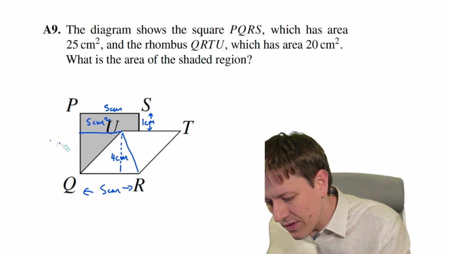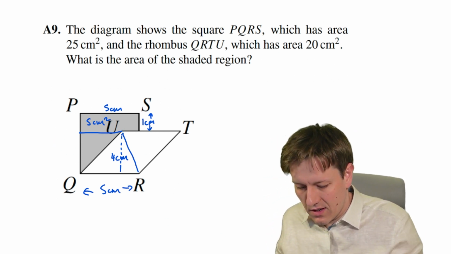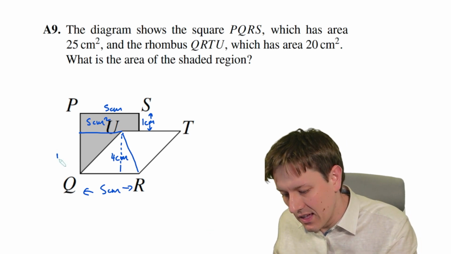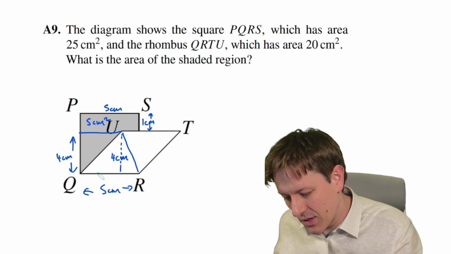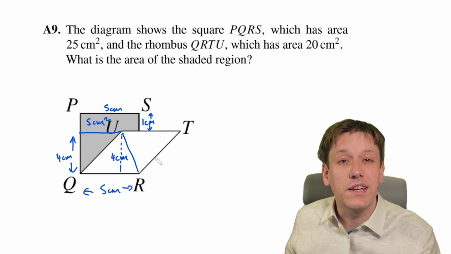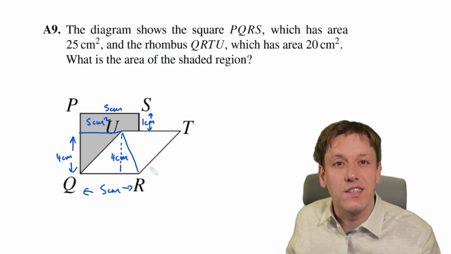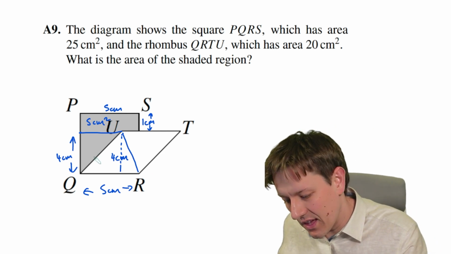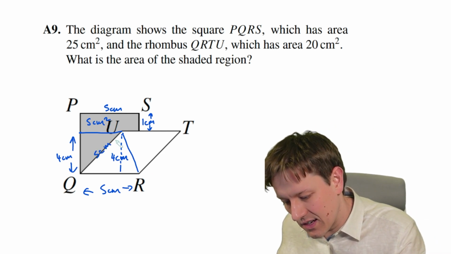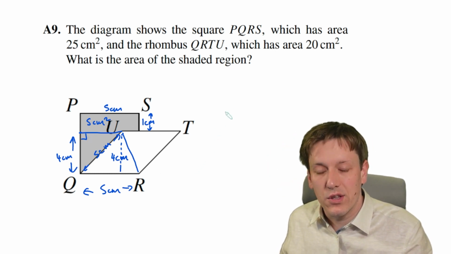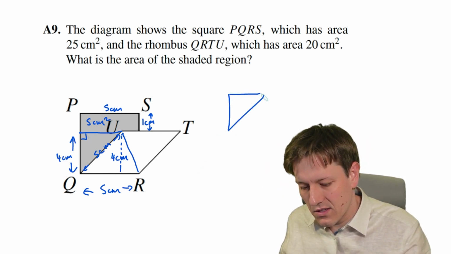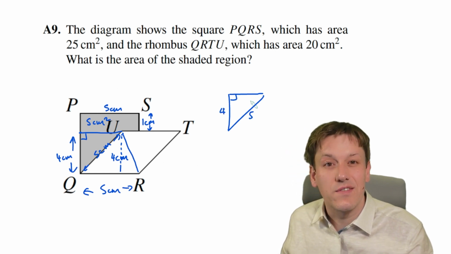Now, of course, we've got a 4 centimeter height here, and so this is also 4 centimeters here, and because the definition of a rhombus is that all of its sides are the same length, this side length is also 5 centimeters. So I've actually got a little Pythagorean triangle here. There's 5, 4, and so this is the famous 3, 4, 5 triangle.